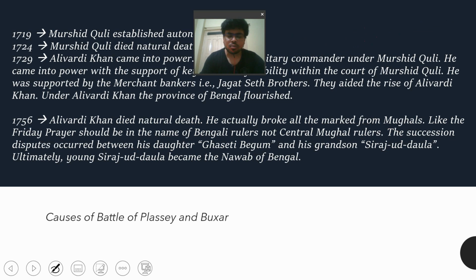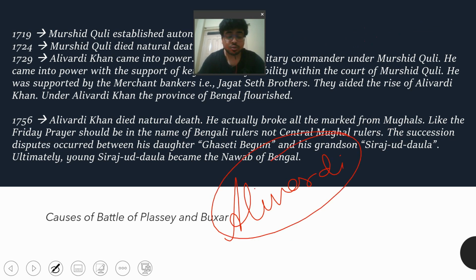Okay, so now here is the new section. After the death of Alivardi Khan, remember that Alivardi Khan was being supported by the Jagat Seth brothers, as he used to support their interests. So he used to give farmans in favor of the British and others, and whatever the Jagat Seth brothers wanted, he used to do in their favor.